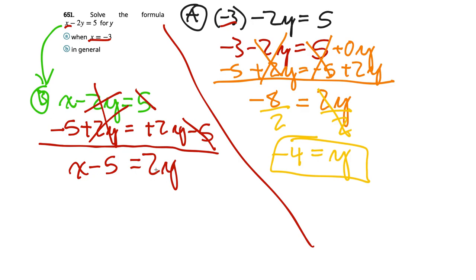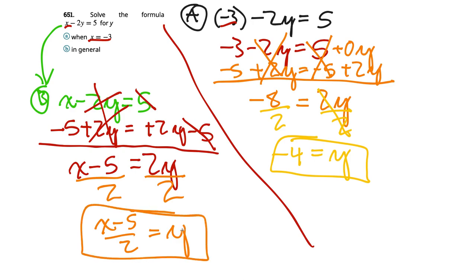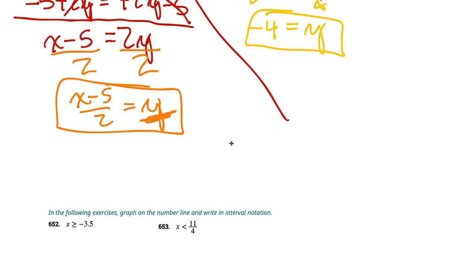Excuse me. And then you don't want 2y, you just want to solve for y. So you divide by that coefficient. And then you have x minus 5 over 2 equals y. And that's a general solution for y. It's going to be x minus 5, all over 2. Cool. I think you probably understand.